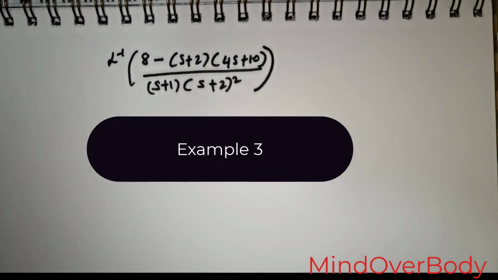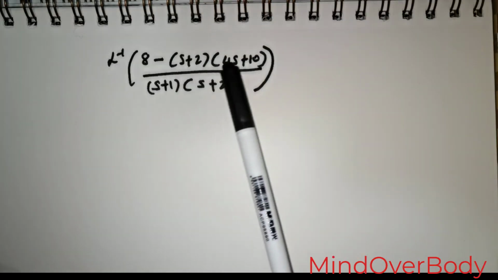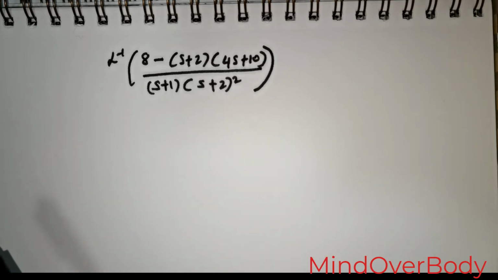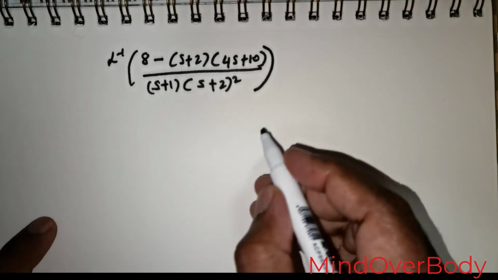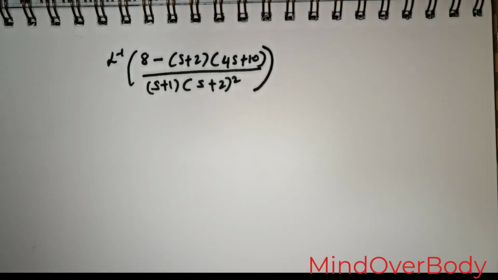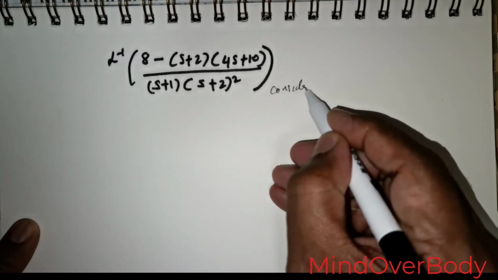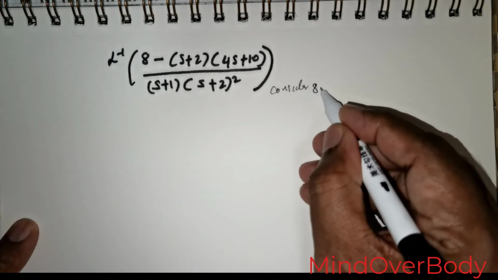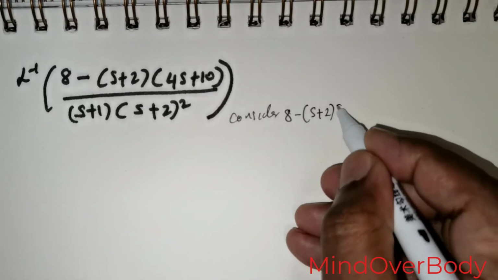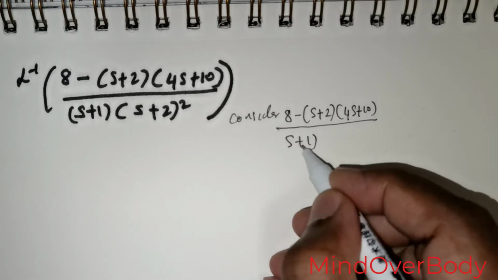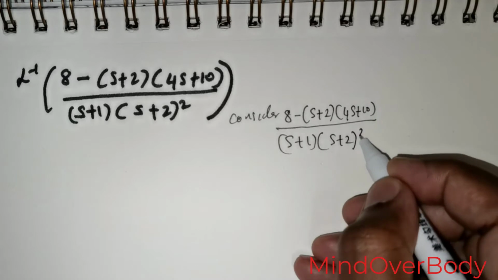Students, we are given this question. We are expected to find the Laplace inverse of 8 negative of s positive 2 times 4s positive 10 divided by s positive 1 times s positive 2 raised to the power of 2. Now this can be done by partial fractions, but the technique is a bit different. So I'm going to show you the technique. Foremost, we will consider this quantity: 8 negative of s positive 2 times 4 times s positive 10 divided by s positive 1 times s positive 2 raised to the power of 2.